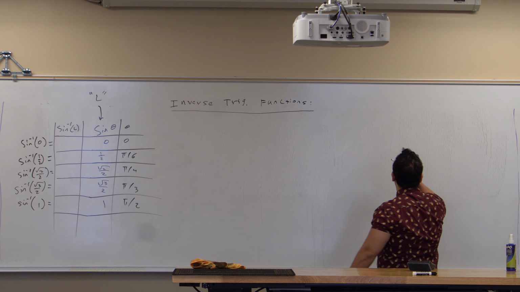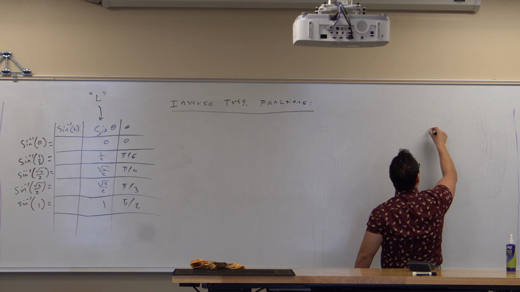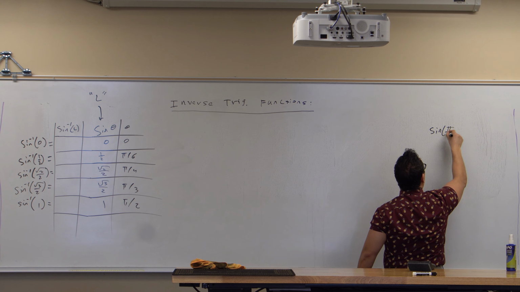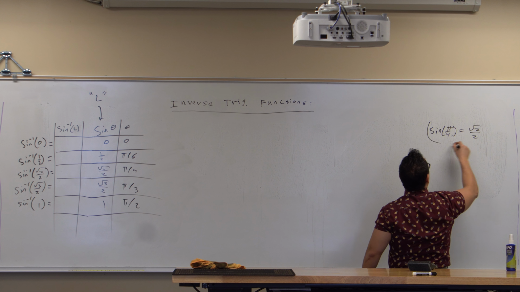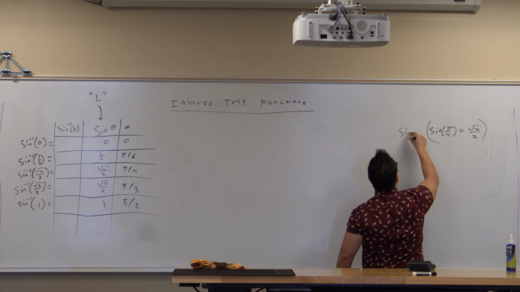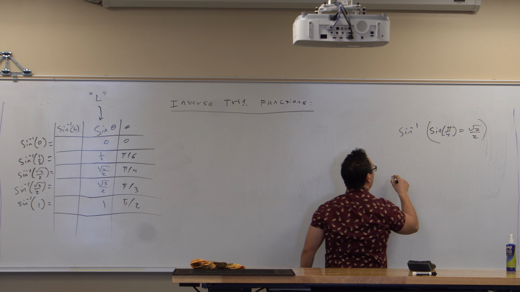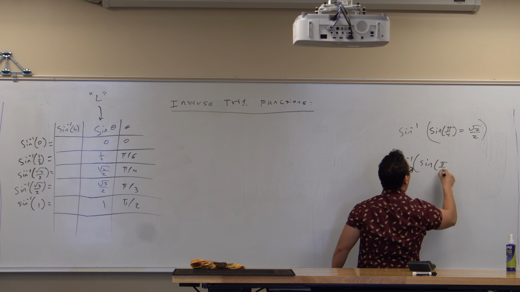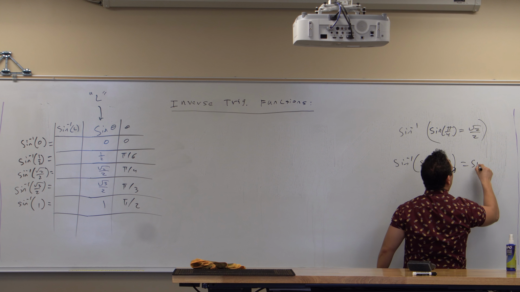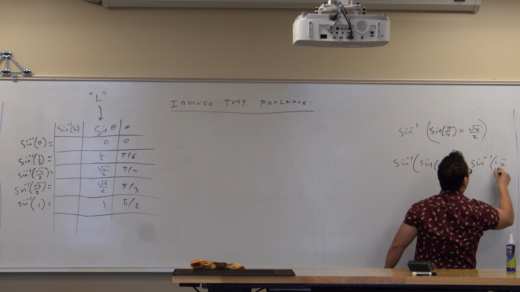Well, notice what we just erased. For instance, we have the example, what is the sine of pi over 4? We know that's root 2 over 2. Meaning, if the sine inverse is truly the inverse function, just like in pre-calc, then sine inverse of sine of pi over 4 is equal to sine inverse of our root 2 over 2.